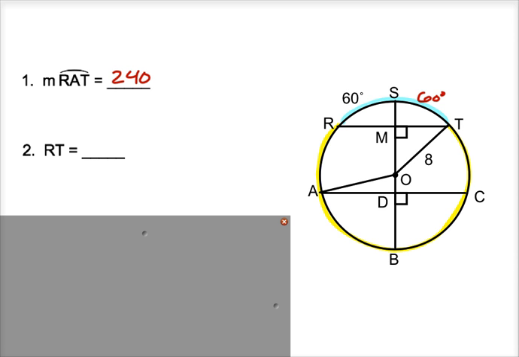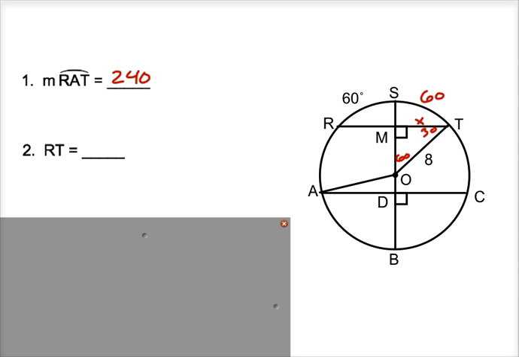Number 2, what does RT equal? Let's look and see what we have to work with. Looking, I see that RT is cut in half, so if I can just find the value of MT and double it, I know I'm going to get RT. The other thing that's helpful is I see that arc RS is 60, so arc ST is also going to be 60, which means I have a central angle of 60. I have an angle out here that's 30, so I have a 30, 60, 90 triangle.